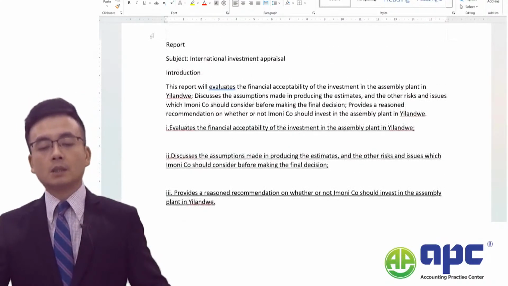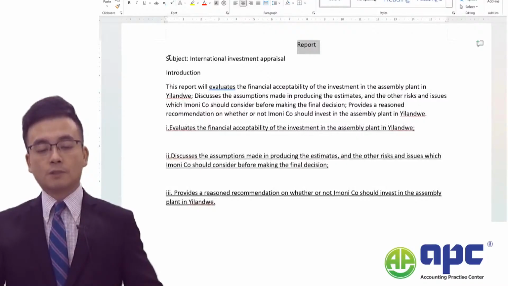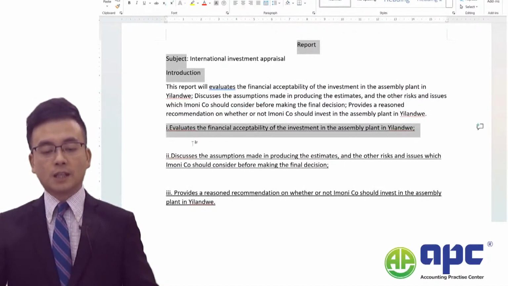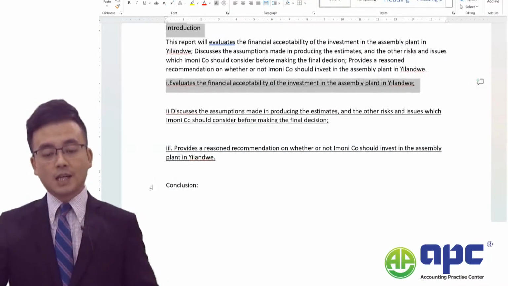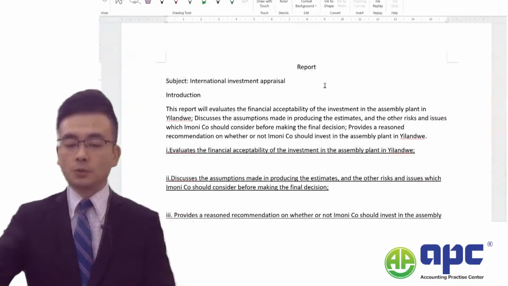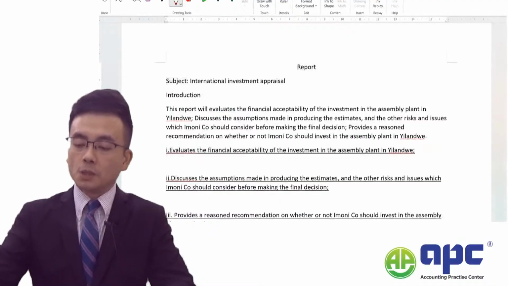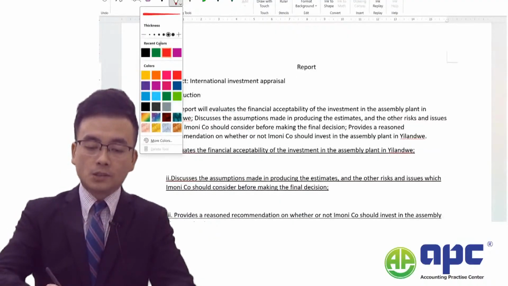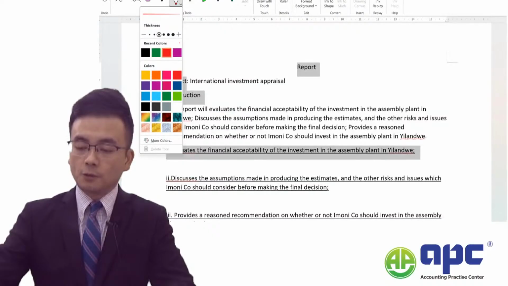Once the marker can see that you've got a report, you've got a subject, you've got an introduction, you've got headings answering all the questions, and you've got a conclusion, there will be 4 professional marks. Namely, the communication mark here will be marked as 4.